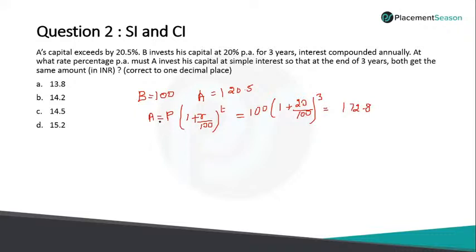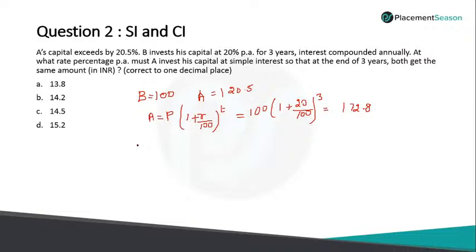A also should get the same. A is already investing 120.5, so that's what we can consider. A should get 172.8, which means the difference of 120.5 and 172.8 should be the interest under simple interest. They are asking for the rate of interest that he needs to invest at to get that in the same 3 years.